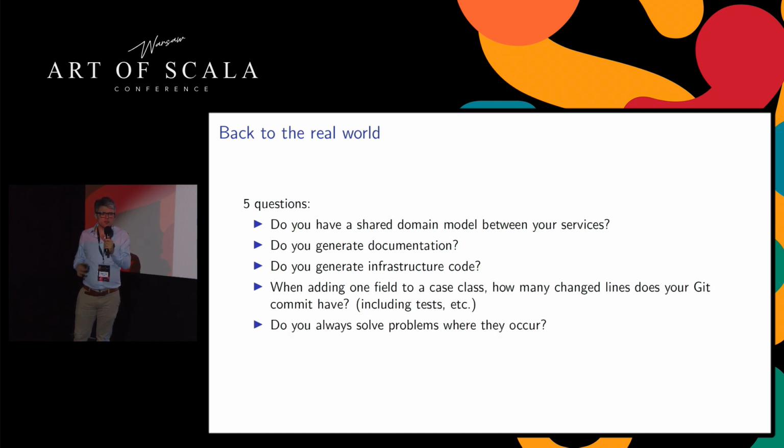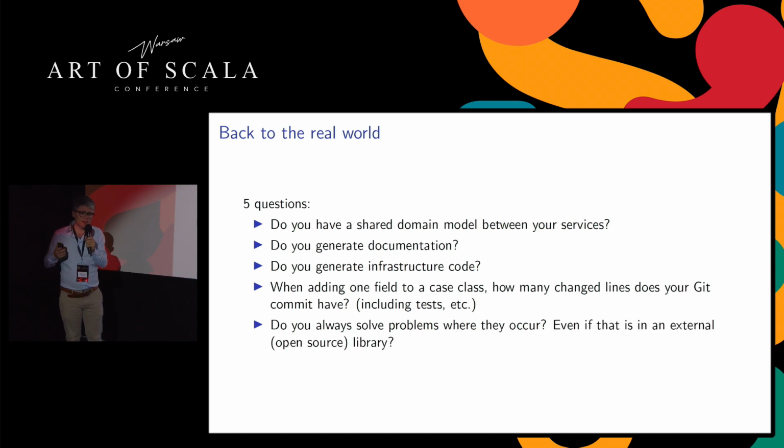And then the last question is, do you always solve the problems where they occur? And of course, we try this, but then it becomes a bit more difficult, because the problem occurs in software that's maintained by another team. So then you have to ask the other team, hey, can you prioritize this? It's difficult. Or maybe it's even worse. Maybe the problem is in an open source library, and then you have to create a pull request, and you have to wait till the maintainer has reviewed your pull request, has created a new version, and it can take months. So then you need to make a workaround in your own code.